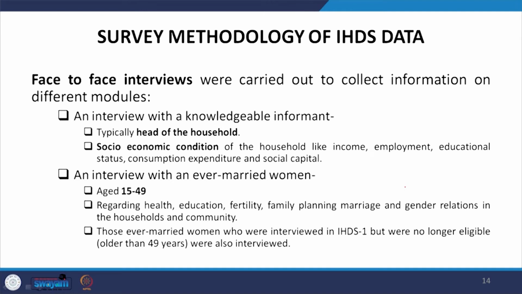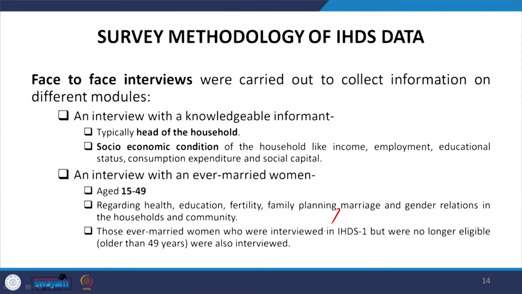When we discuss ever married women, we actually refer to the age group of 15 to 49, who are also called eligible women. In the file, the exact name is eligible women, those who go through the reproductive age of 15 to 49. Questions regarding health, education, fertility, family planning, marriage, gender relations in the households and community etc. are covered.